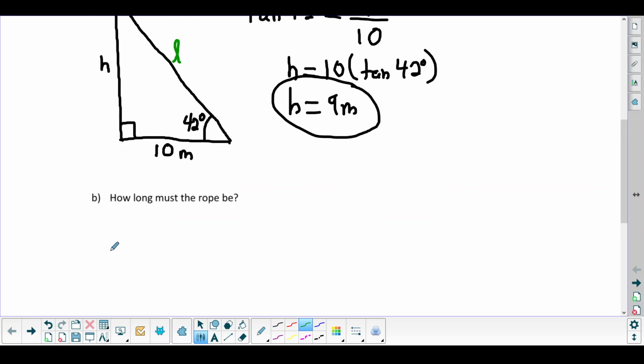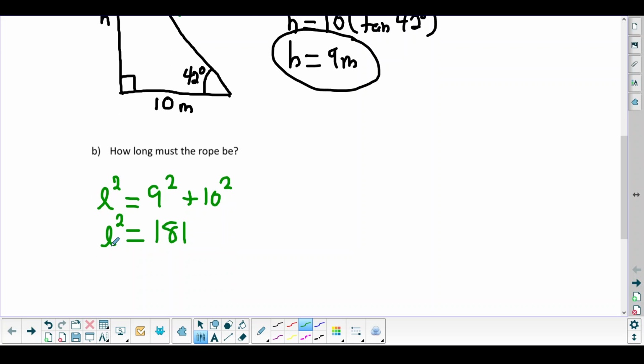So in this case, the hypotenuse squared is equal to the sum of the other 2 sides squared. So it's going to be 9 squared plus 10 squared, and that's going to be 181. So 81 plus 100, 181 is equal to L squared. And then let's square root both sides. Square root, and we get L is approximately 13.45-ish meters.